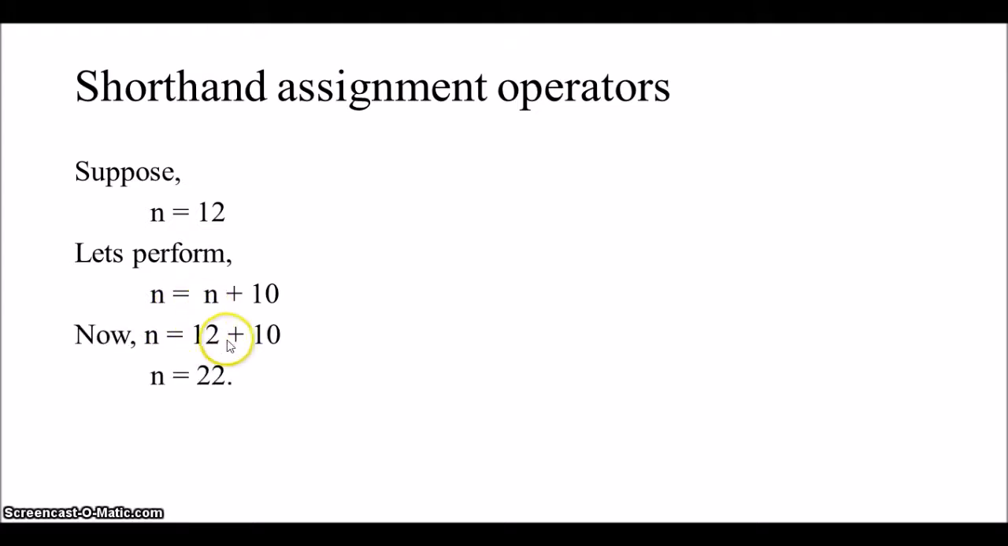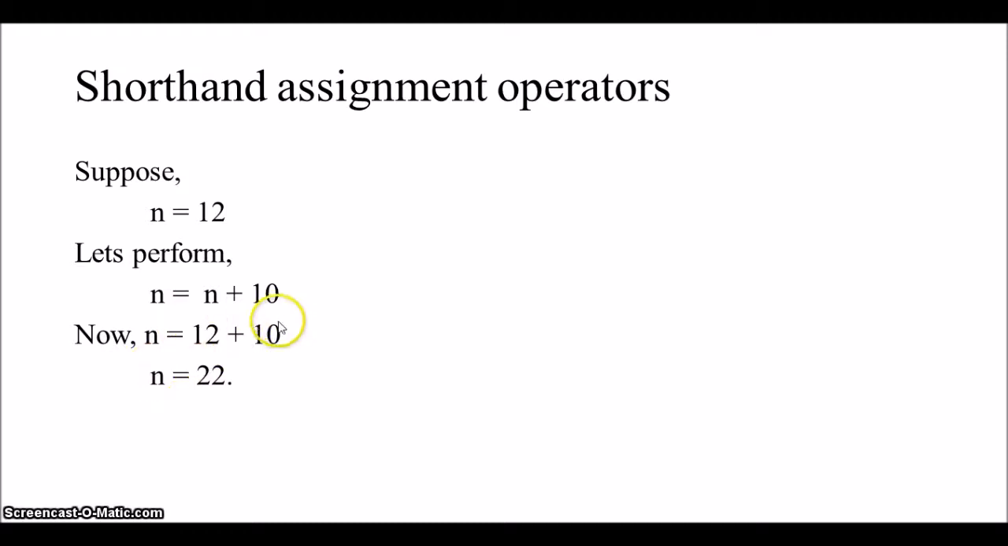We also have shorthand assignment operators. Suppose n is assigned the value 12 and you want to perform n = n + 10. Take the n value, add it to 10 and assign the result back to the variable n. So n value is 12. When you perform 12 + 10, the answer 22 is assigned back to the variable n.